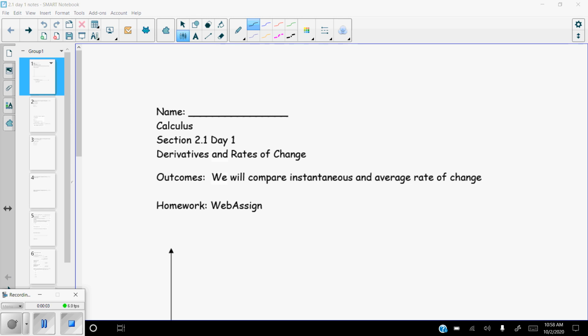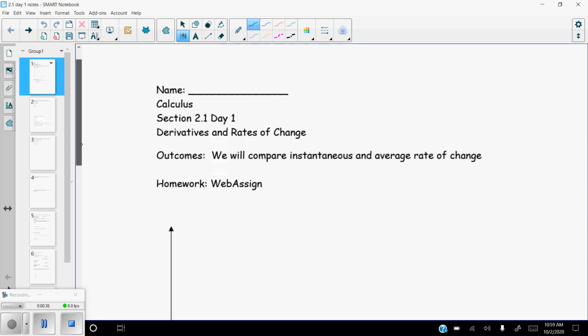Okay, so we are starting section 2, specifically 2.1, day 1. There's actually 2 days in this specific unit. So we're going to start talking about derivatives and rates of change, and the fact that they're pretty much the same type of idea. One derivative is a special type of rate of change, and we'll talk about that. So we're going to compare instantaneous and average rates of change. We've actually talked about this before. We've actually seen this.